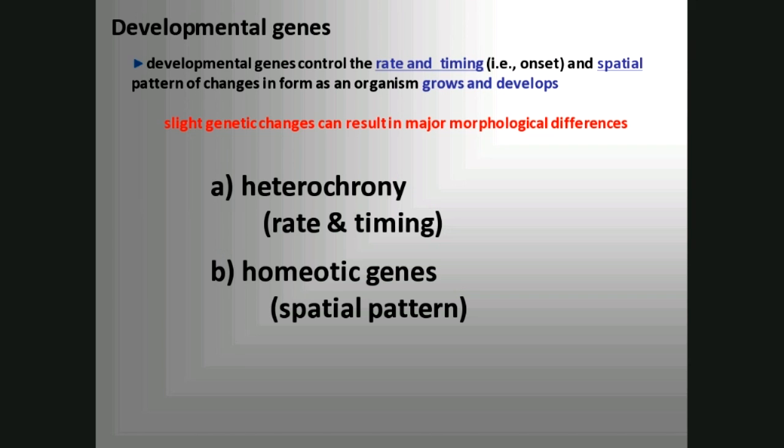Let's talk about developmental genes. Developmental genes are genes that affect things like the rate and the timing of things that grow, or the spatial pattern of things that grow on an organism. So these are the genes that are active at the very beginning of the organism's life. So if you make slight little changes to the gene early on, you can have some very dramatic changes that occur after that organism grows up. The two things we're going to look at are heterochrony, which involves the rate and the timing, and then we'll look at homeotic genes, or spatial patterns. So let's look at heterochrony first.